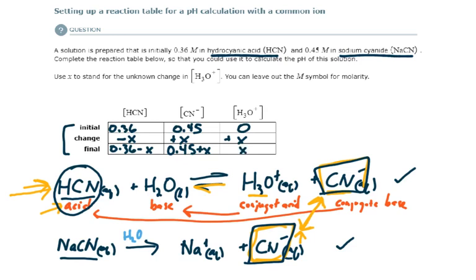So if they did ask us to go one step further and calculate the pH of the solution, well, the pH would be equal to the negative log of the hydronium ion concentration, and you would get that from here, whatever X turned out to be.